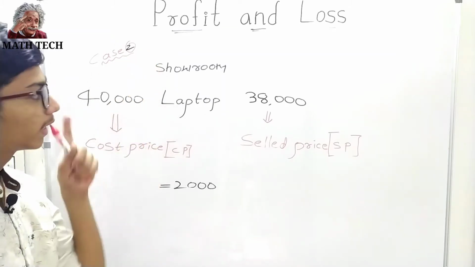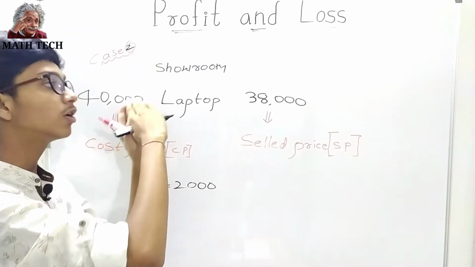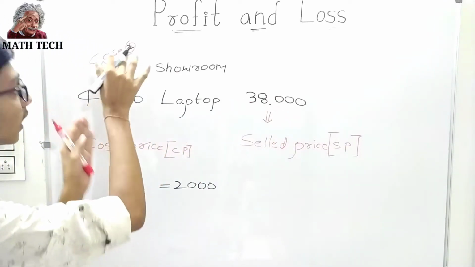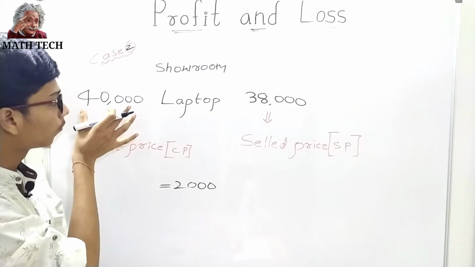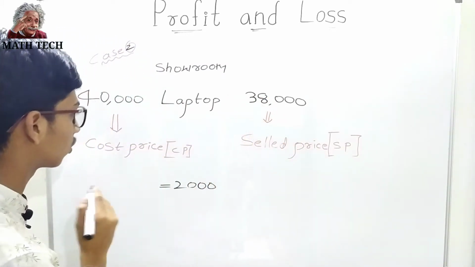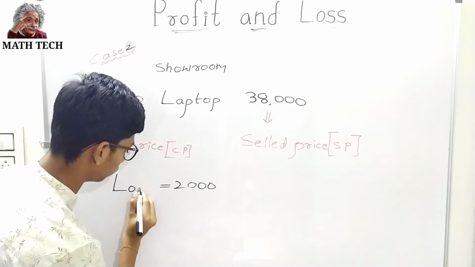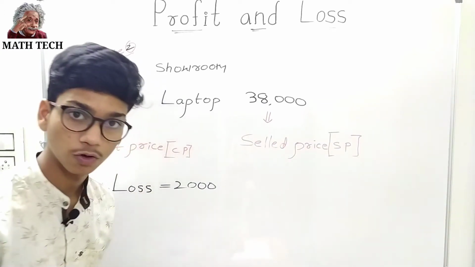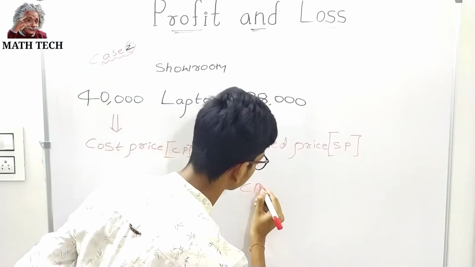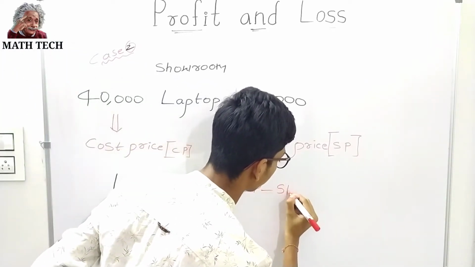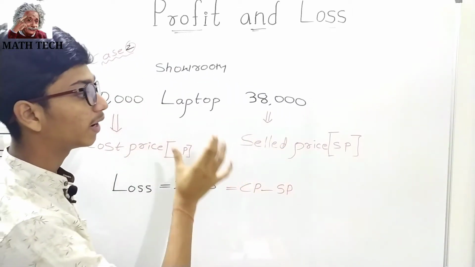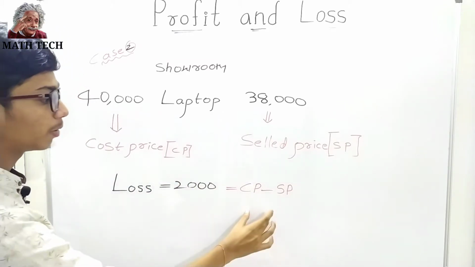This is case 2. Case 1 is you have bought it for 40,000 and sold it for 42,000, and there you got the profit. But in case 2, you have bought it for 40,000 and sold it for 38,000, so you got the loss of 2,000 rupees. How to find the loss? The formula to find the loss is CP minus SP.